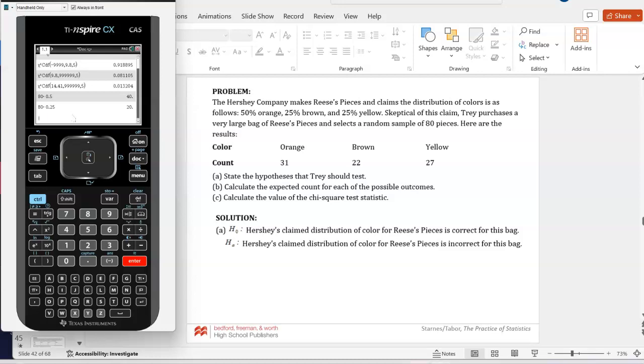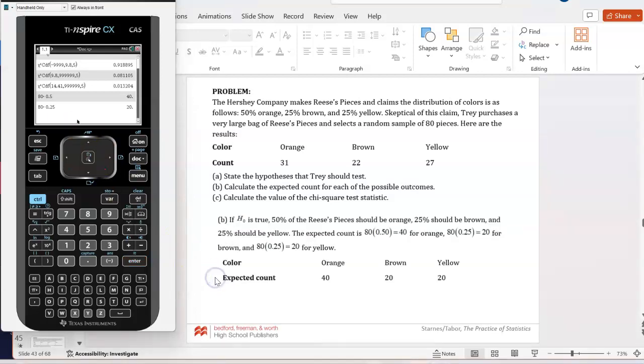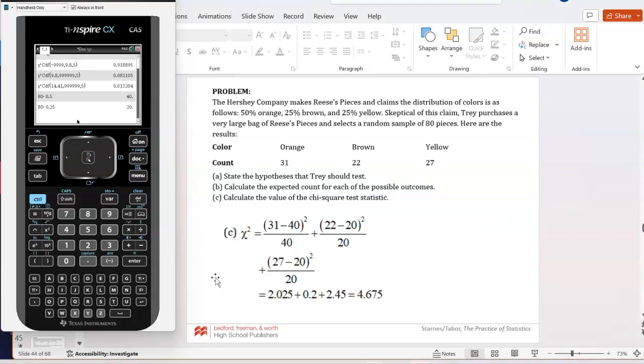How different is it? Well, let's apply the chi-squared statistic here. So you plug in the numbers to get this. You'd say (31 minus 40) squared over 40, plus (22 minus 20) squared over 20, and so on. You're taking the observed minus the expected, squared, over expected. Add up those three numbers, and you get 4.675.